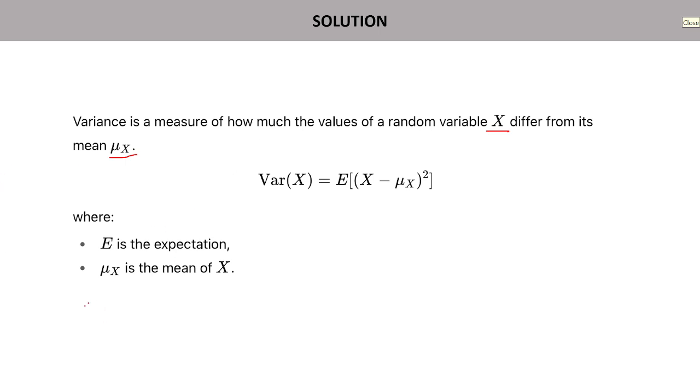Okay, so if you write it in the form of a formula, then it will be written as variance of x will be equal to E[(x minus mu x) squared], where E is the expectation that will lead to variation, mu x is the mean of the x variable, and x is our variable.